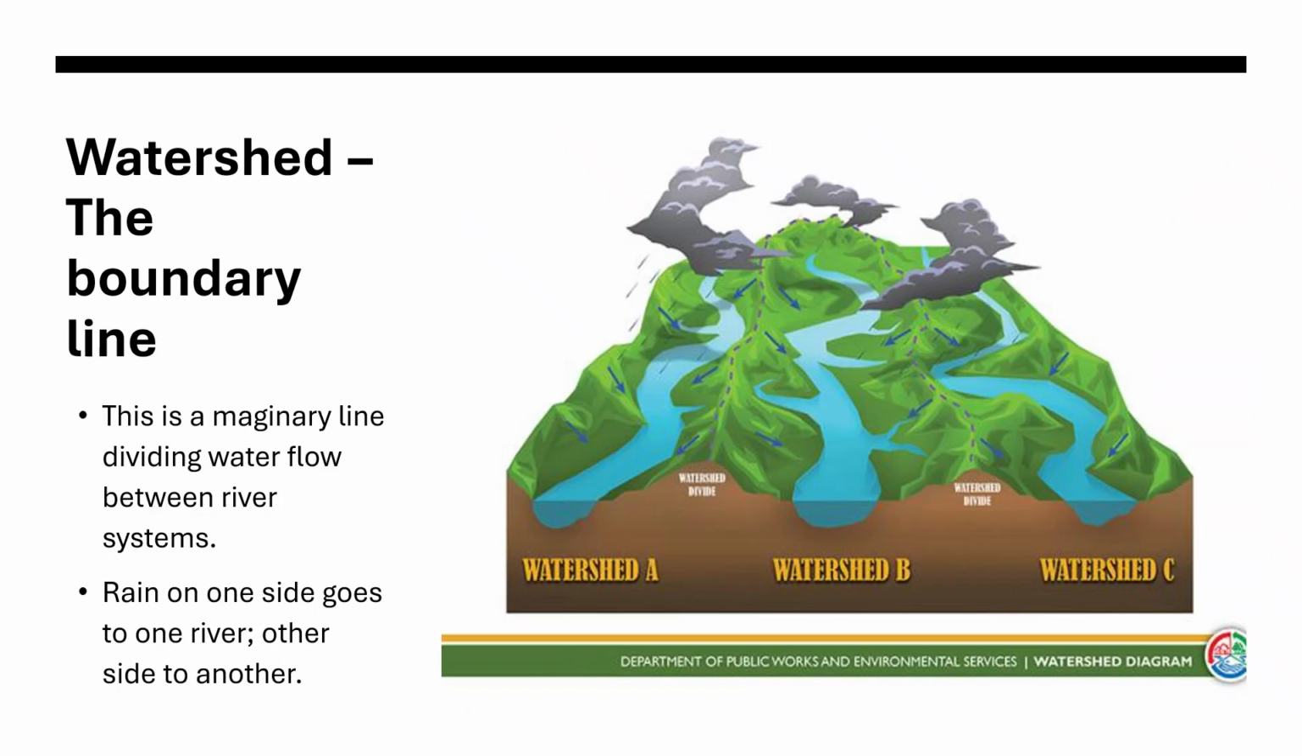Sorry. So now we have the watershed. What is the watershed? In simple terms, it is called what? The boundary line. It can be a line that divides two things or more. So this is an imaginary line dividing water flow between river systems. Rain on one side goes to one river, the other side to another.